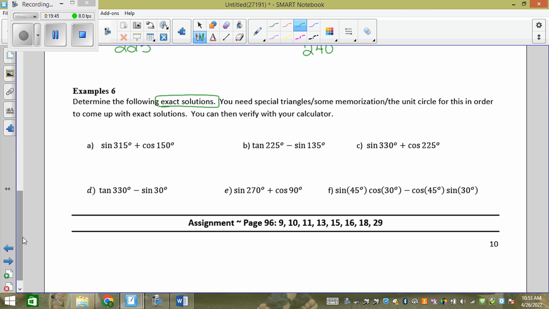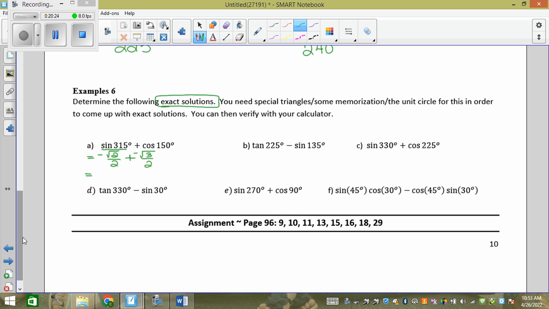So sine 315. Go to 315 and pull off which fraction? The x or the y? The y. What is the y at 315? Negative root 2 over 2. So this equal sign runs down the left. Plus cos of 150. Go to 150 and pull off what? The x or the y? The x. Negative root 3 over 2.